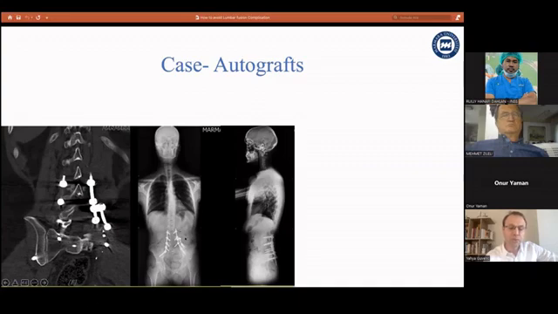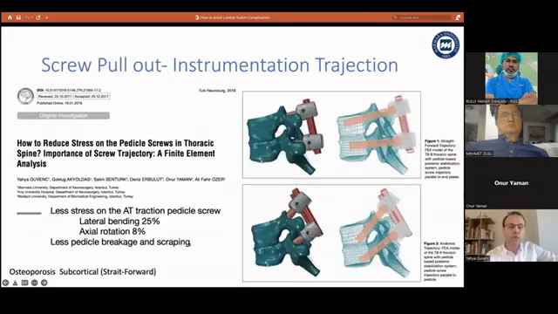This is postoperative 1 year, and he can walk. There is no complication. This is the graft area, iliac. And the other complication is screw pull-out. There are some techniques for screw placement. Some of them put the screw parallel to the end vertebra. Some of them use the anatomical trajectory parallel to the pedicles.